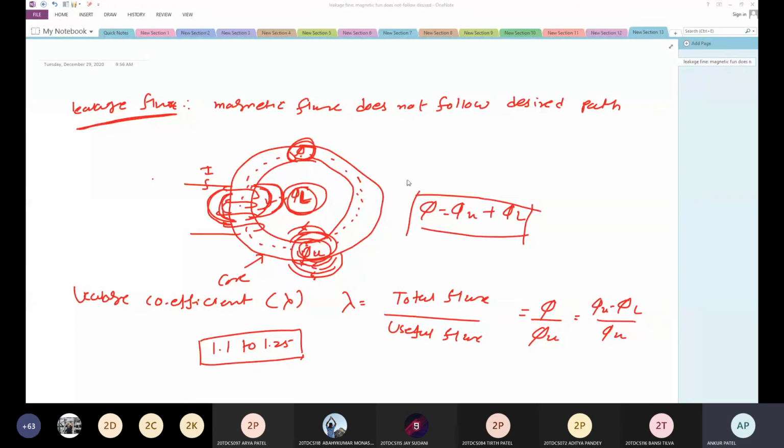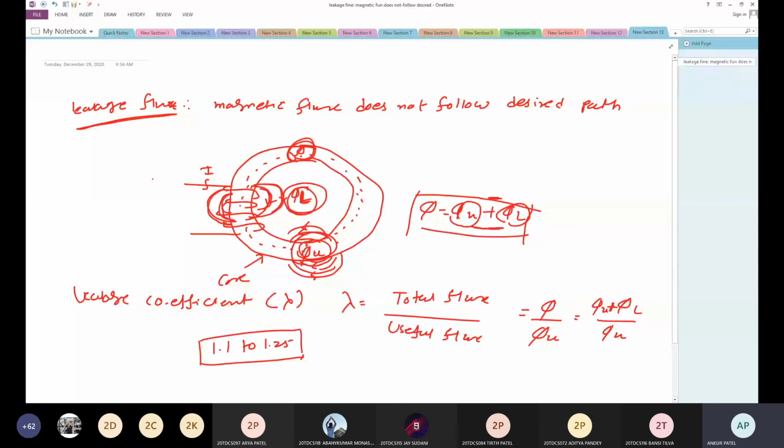If anyone has a doubt: the total flux is useful flux minus leakage flux? Shouldn't it be the addition sign? Yes, it should be the addition sign, because we have both the useful as well as the leakage flux. It is the addition of both, not subtraction. Down in the formula you have written it that way, so that's why I got confused. Okay, sorry. Here it is phi u plus phi l.